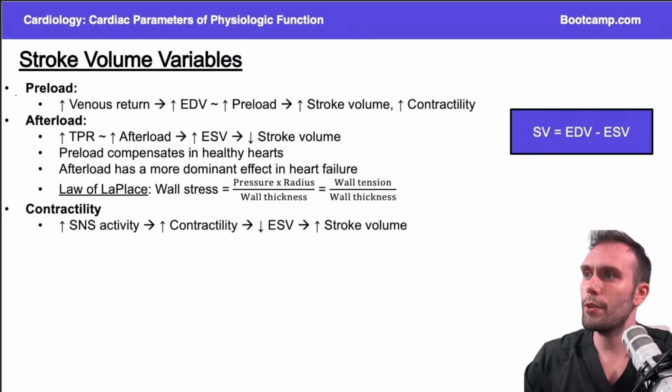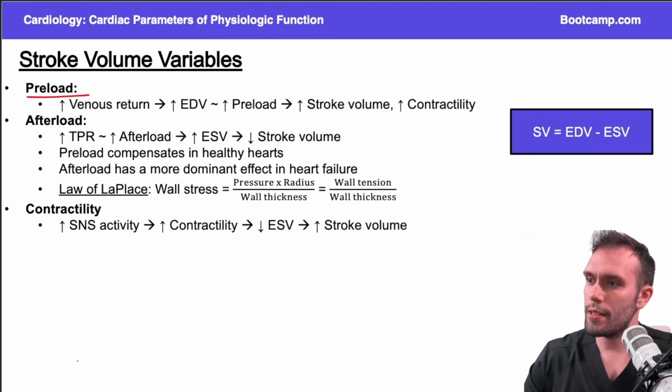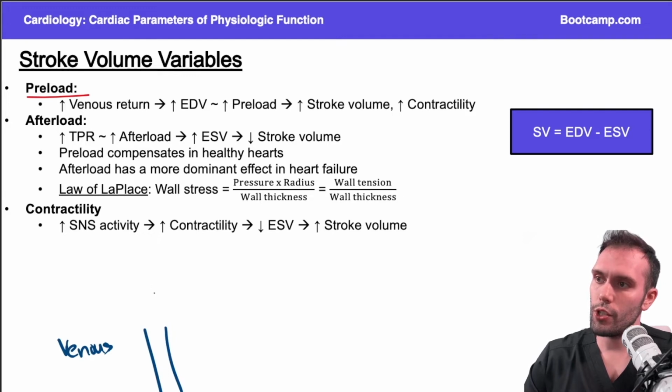Okay, so let's talk about the preload first. So we kind of already touched on this. The way I like to think about this is I say, okay, here's my venous circulation. We'll put a blood vessel here. Now this venous circulation is going to drain where? Into the right atrium, right?